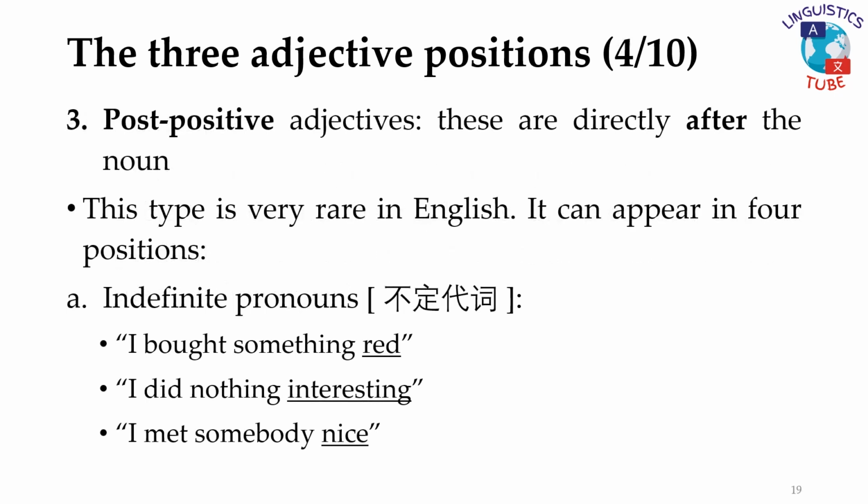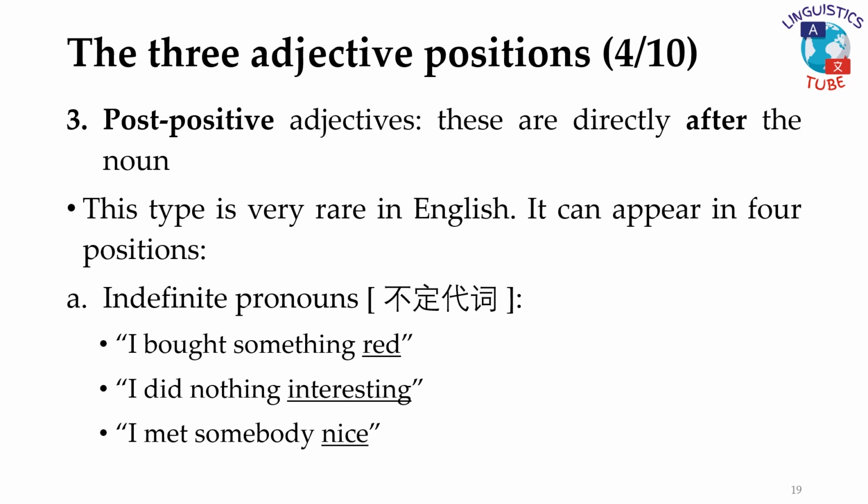I said at the beginning of this section that, out of the 3 positions for adjectives, one of them is very rare. These are called post-positive adjectives, and they appear immediately after the noun that they modify. It is very common for adjectives to modify nouns that are immediately before the noun, and also a few words after the noun inside the predicate. However, it is very rare in English for adjectives to modify nouns directly after the noun. There are 4 situations in which post-positive adjectives can be used.